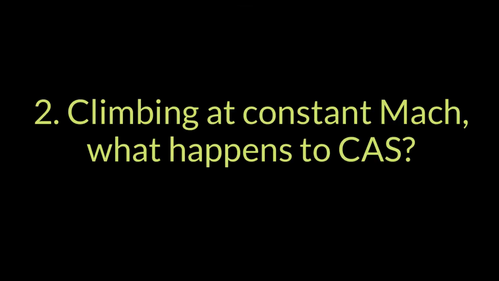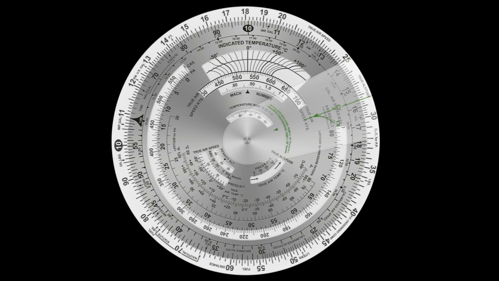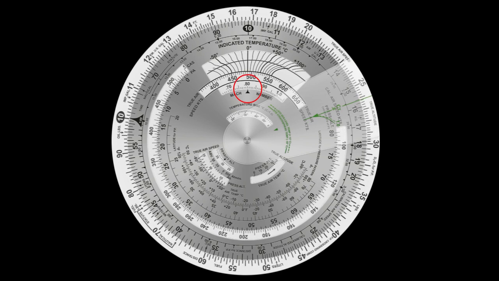Let's take the second question: climbing at a constant Mach, what happens to the calibrated airspeed? Once again, this time I lock the Mach. I take a Mach number that sounds reasonable, for example 80, and this time I look at the altitudes, because the question is about climbing. If I'm at 20,000 feet, my calibrated airspeed is 375 knots. Once I climb to 30,000 feet, the calibrated airspeed is just 305. At 40,000 feet, the calibrated airspeed is 245. So climbing at a constant Mach number gives me a decrease in calibrated airspeed, which makes sense with what we said before.